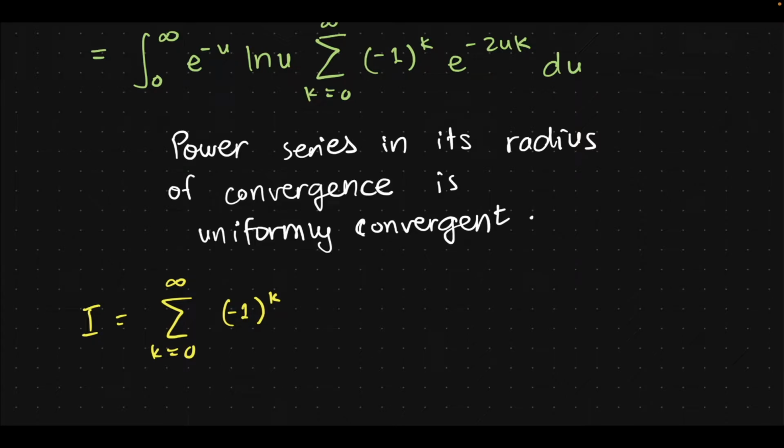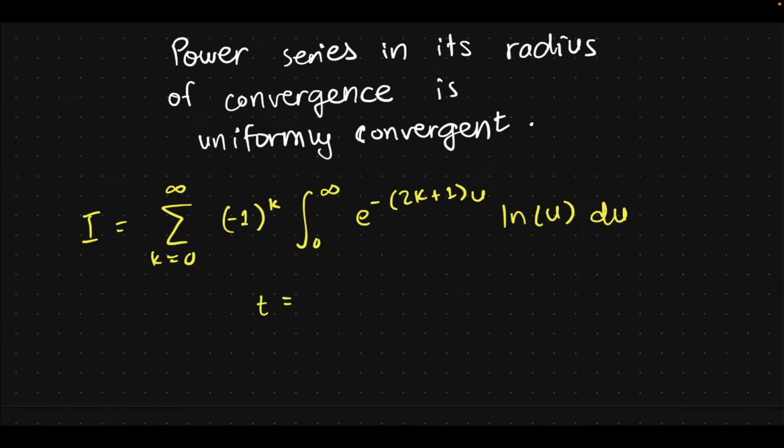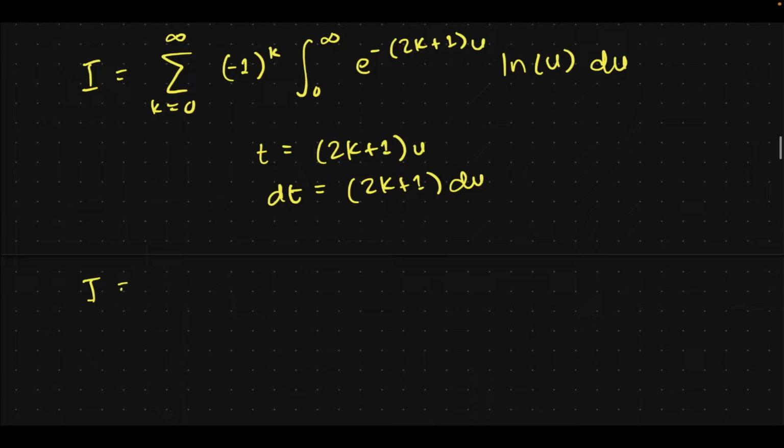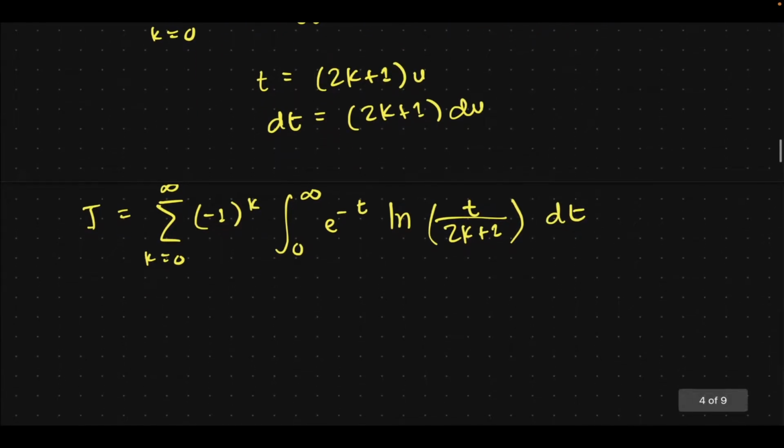So the sum goes outside. All the purely k dependent terms go outside. Everything else can be kept inside. You can group the exponentials up like that, and then with the natural log of u du. Then if we set t to be 2k plus 1 times u, dt to be 2k plus 1 du naturally, we shall end up with sum k equals 0 to infinity, minus 1 to the k, integral e to the minus t, natural log of t over 2k plus 1, dt over 2k plus 1.